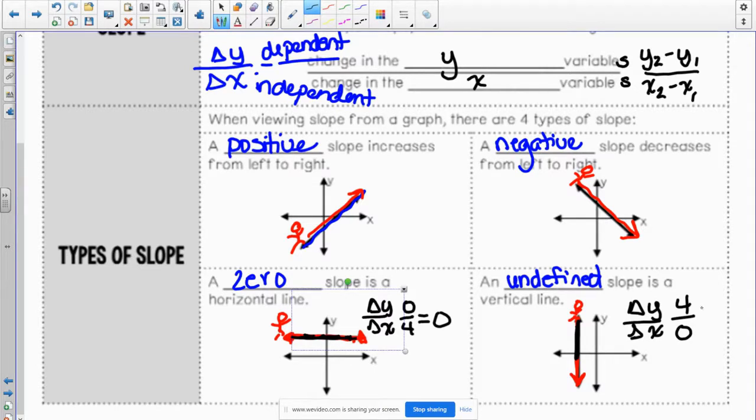And so if you try this in your calculator, 4 divided by 0, you will know that it's not going to give you an answer. It's going to say error. So that's why in math we call this undefined, because there is no mathematical way that you can divide any number into 0. So because that x has 0 movement left to right, this is an undefined slope.